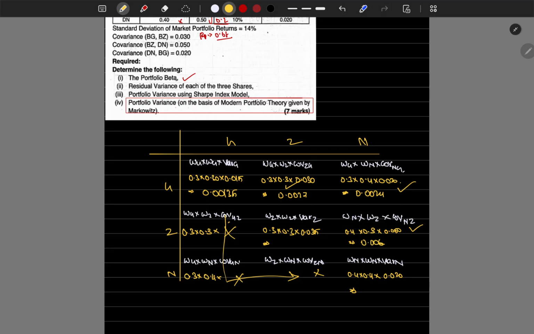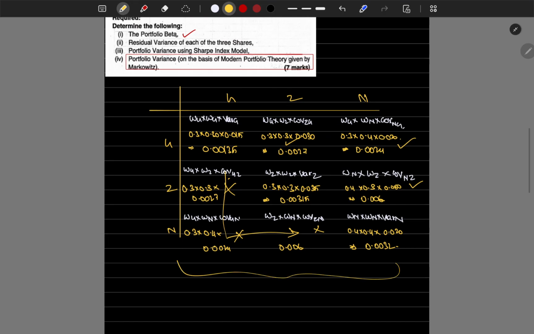0.4 into 0.4 into 0.0032. Okay, 0.006, 0.0024, 0.3 into 0.3 into 0.035, which is 0.00315, 0.0027. Total it, how much will we be getting?